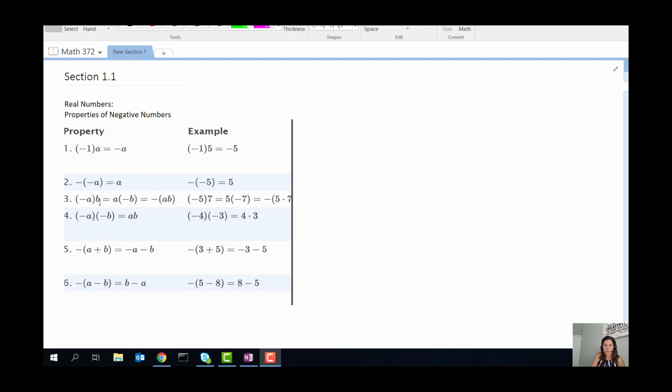This is a review of your intermediate algebra. So negative times a negative gives you a positive. When you multiply a negative and a positive, you get negative. So some of the rules, when you multiply a negative by another negative, again, you get a positive. And here are some examples, and then the distributive property as well.